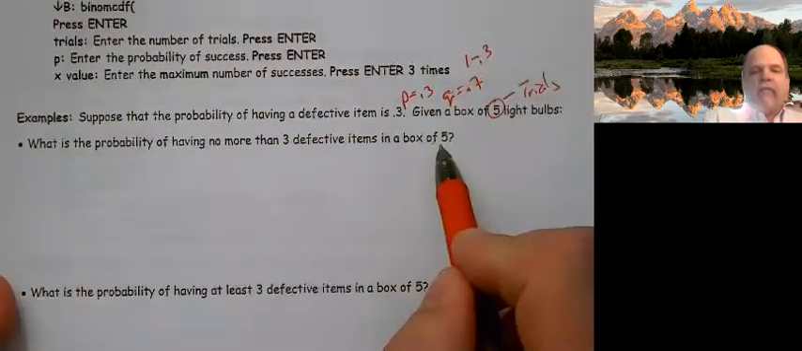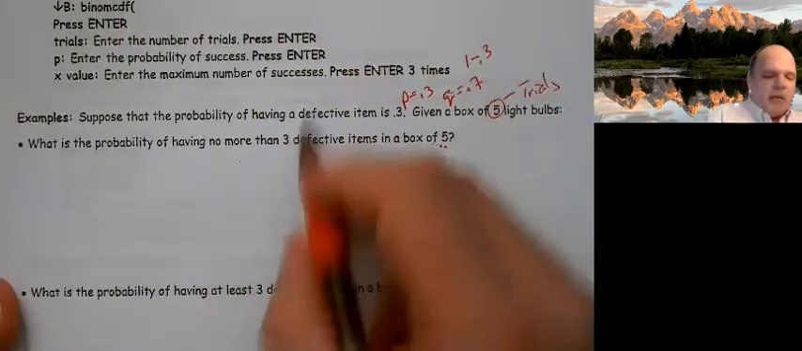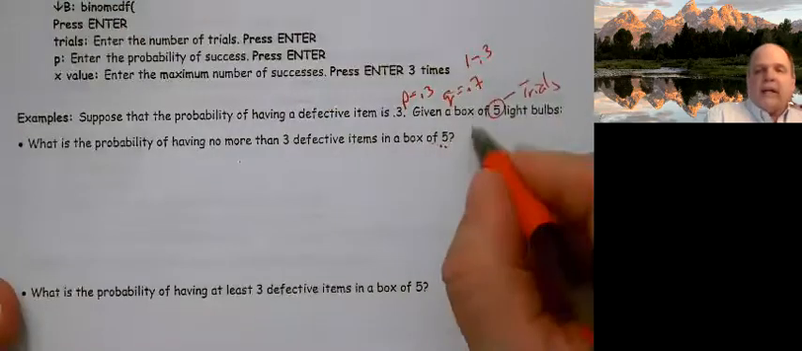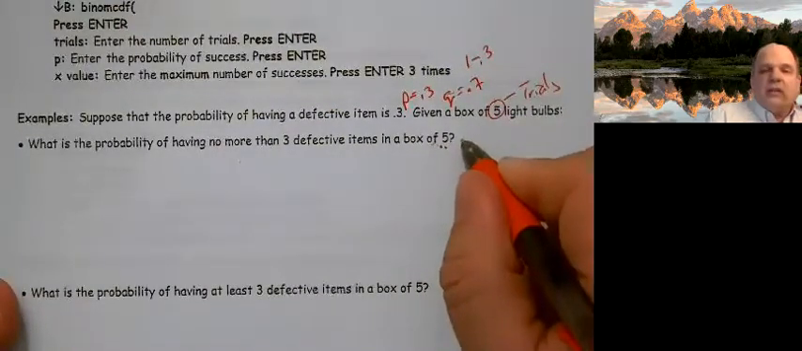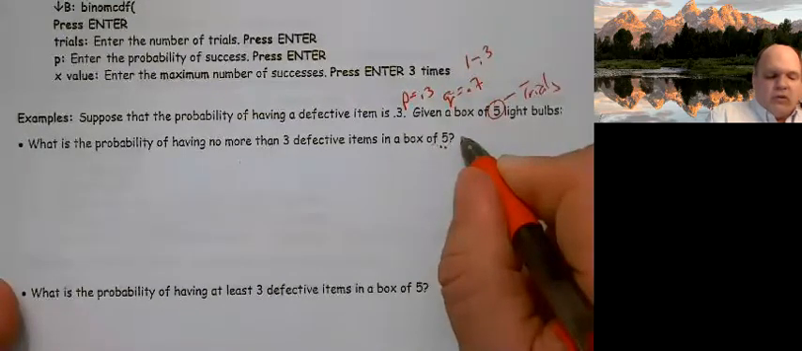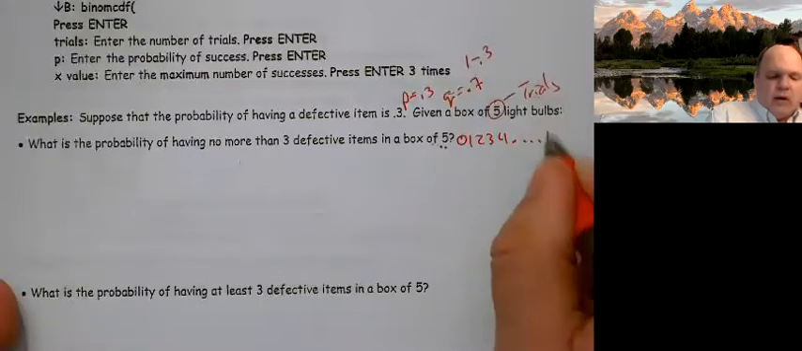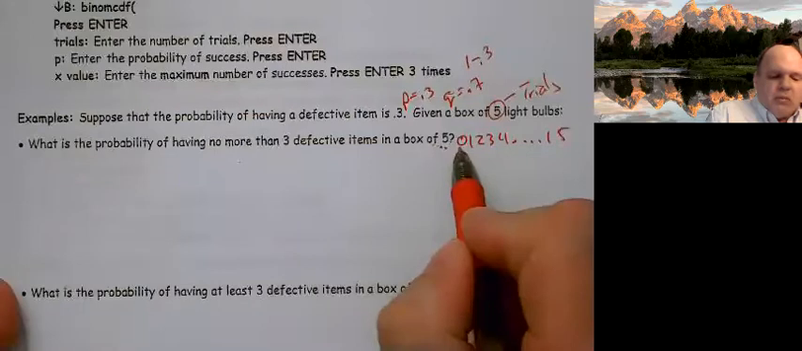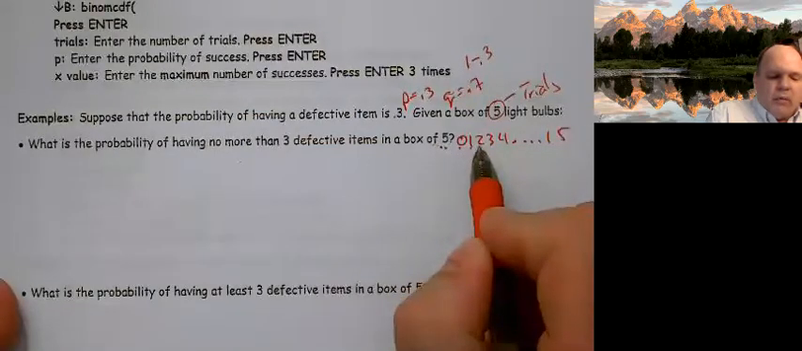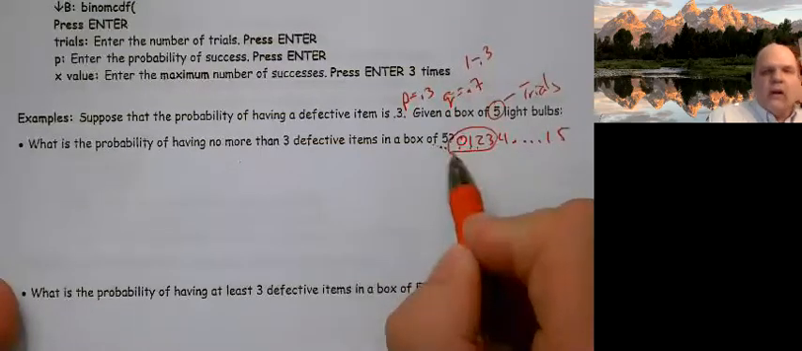Okay, so this tells me it's a binomial, but I'm going to have more than one value. And I'm just going to tell you this will change how well you do in the class. Take the time to make a number line. So 0, 1, 2, 3, 4, dot, dot, dot, all the way to 15. So I said no more than 3. So that means it could be 0, it could be 1, it could be 2, it could be 3. It could be any one of those values.